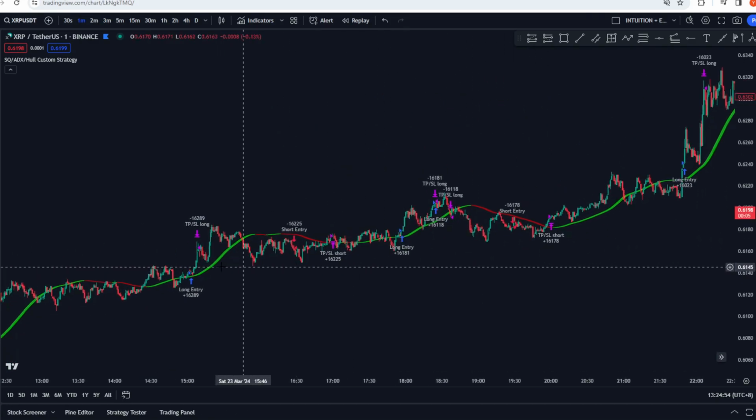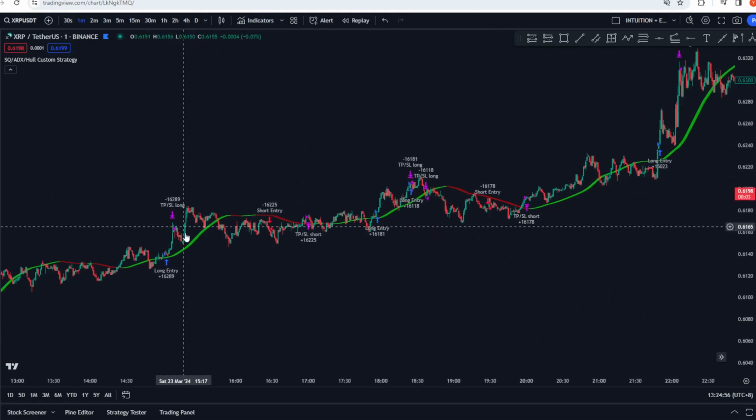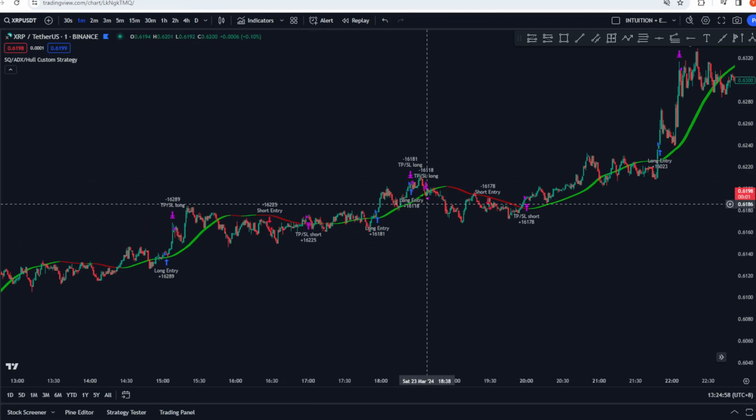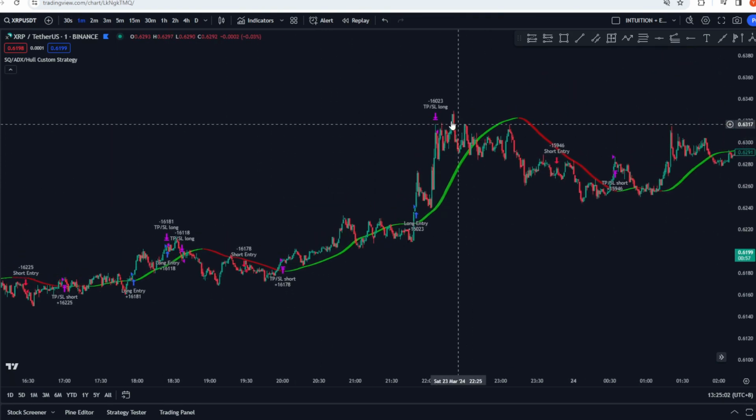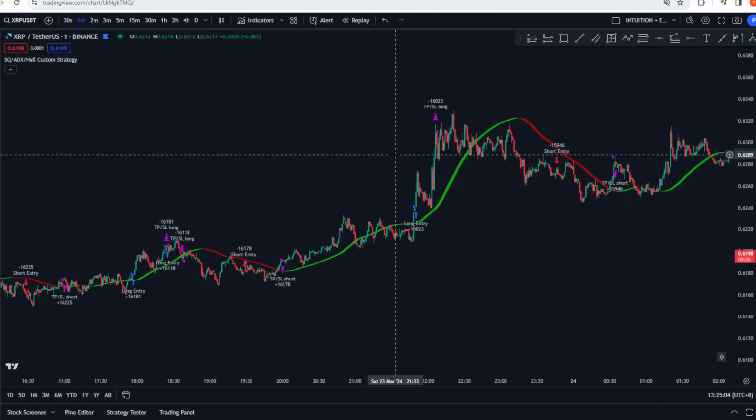Same thing here from this long up to here. We have 1 win, 1 loss, 2 wins, 2 losses, 3 losses, 3 wins. So a 50% win rate with a 2-to-1 risk to reward ratio, which is pretty impressive already.